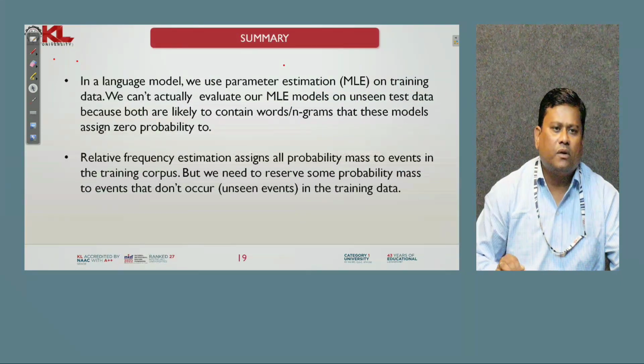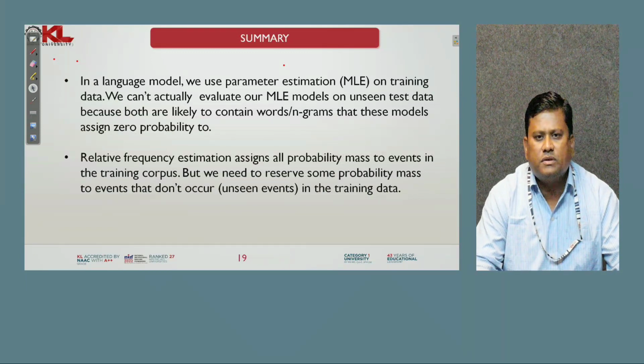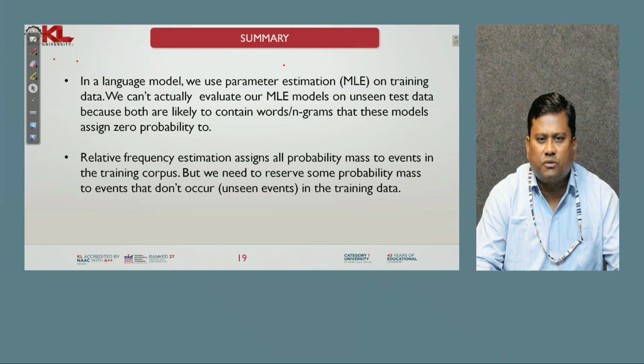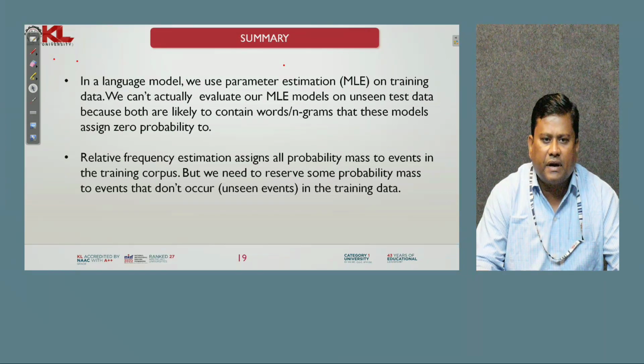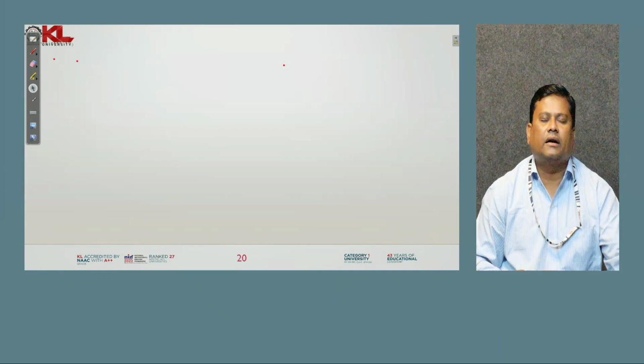In summary, in a language model we use parameter estimation, that is MLE, on training data. We cannot actually evaluate our MLE model on unseen test data because the test data is likely to contain words and n-grams to which the model assigns 0 probability. Relative frequency estimation assigns all probability mass to events in the training corpus, but we need to reserve some probability mass for events that don't occur, the unseen events in the training data.